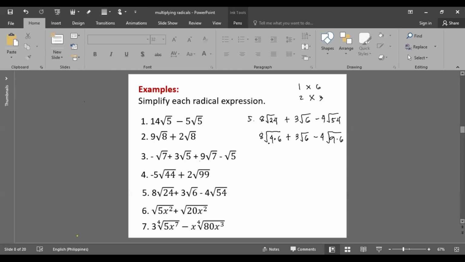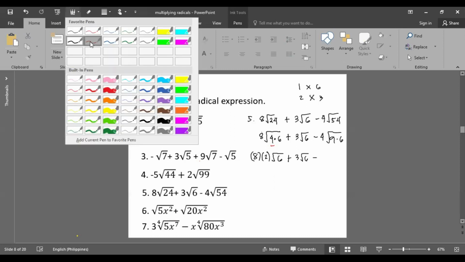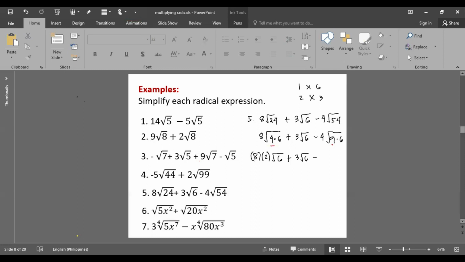So let's simplify. So what is the square root of 4? It's 2. So the 2 will be multiplied by 8. So 8 times 2. Then copy the square root of 6. Plus, just copy the second term. Then simplify the last term. The square root of 9 is 3. So we're going to multiply the square root of 9, which is 3, by 4. Then copy the square root of 6.